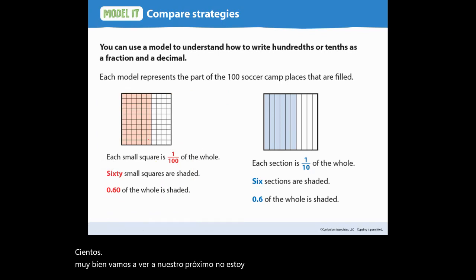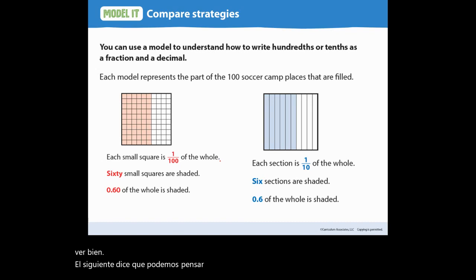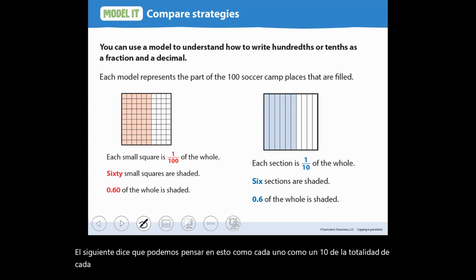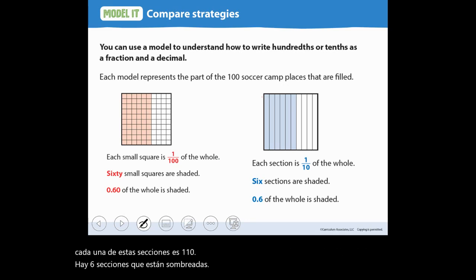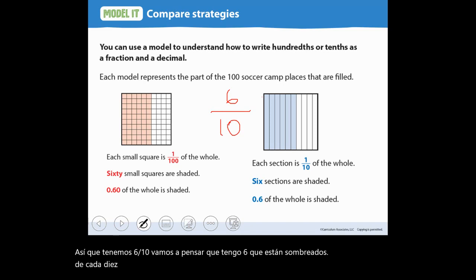Okay. The next one says that we can think about this as each being 1/10 of the whole. Each of these sections is 1/10. There are 6 sections that are shaded. So we have 6/10. Let's think. I have 6 that are shaded out of 10 in my whole.